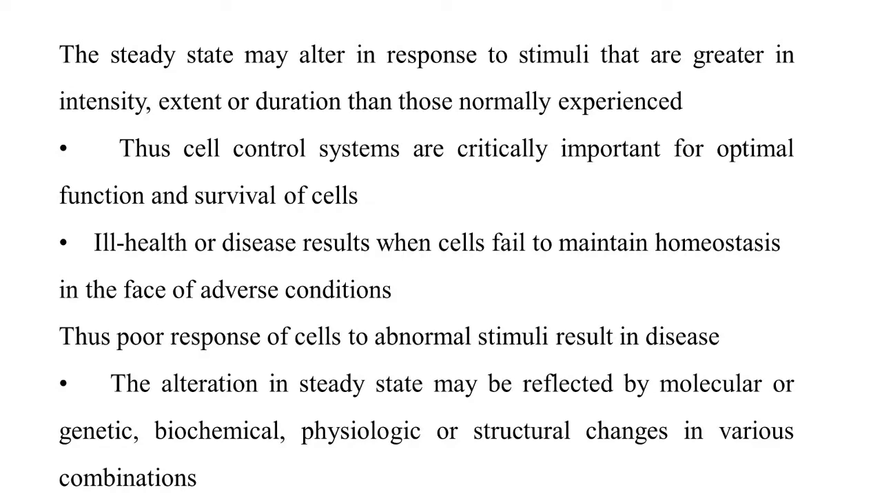Ill health or disease results when cells fail to maintain homeostasis in the face of adverse conditions. So when there are certain stresses or constraints that get access to the cell, and the cell is not able to maintain an internal environment to suit it and adjust to the conditions, an individual may go ill. So as we said, this is the cellular basis of diseases. When cells become ill, tissues become ill, organs become ill, and then signs and symptoms start to emanate.